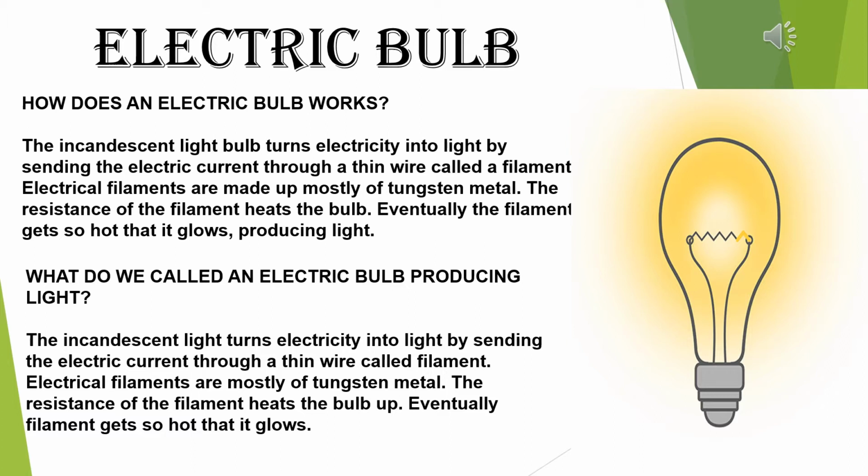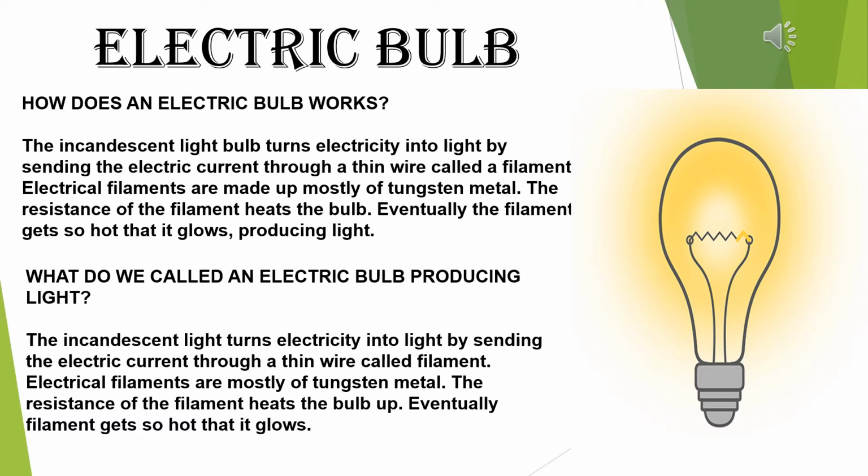Now, what do we call an electric bulb producing light? The incandescent light turns electricity into light by sending the electric current through a thin wire called a filament. See the diagram. Here, the W-shaped wire is called the filament, and that is made up of tungsten. I hope you have understood this. So electrical filaments are mostly of tungsten metal. The resistance of the filament heats the bulb up. Eventually, the filament gets so hot that it glows.